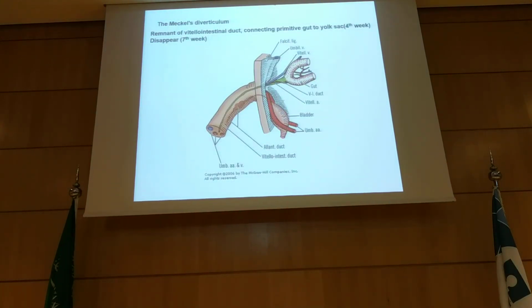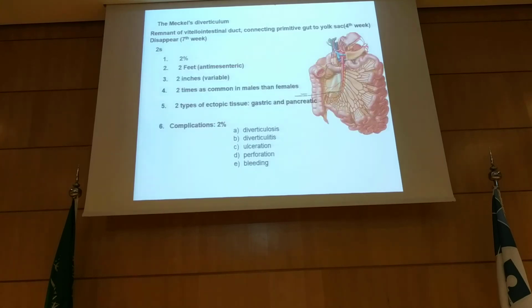During embryonic life, there was a duct between the GI tract, or the developing gut, and the yolk sac. Now, it appears during the 4th week and it should disappear by the 7th week. But in 2% of us, if we have 100 students here, 2 of them will have a remnant of this vitello-intestinal duct. This remnant of the vitello-intestinal duct, we call the Meckel's diverticulum.